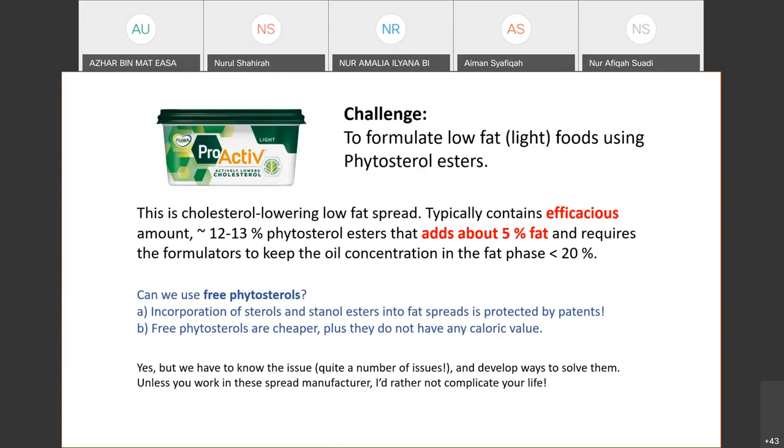You need 12 to 13% phytosterol esters, which is basically the bioactive compound. The problem is it will add about 5% of fat into your formulation. So it cannot be a zero-fat product already. It has to be only light or low fat. So the formulators now have to keep the oil concentration in the fat phase less than 20% in order to call it light. This is where the challenge of formulation lies.